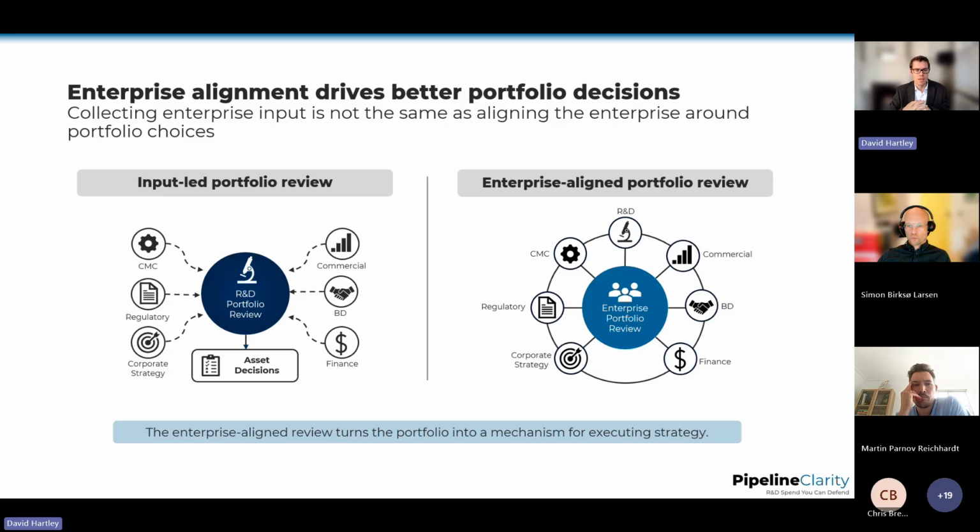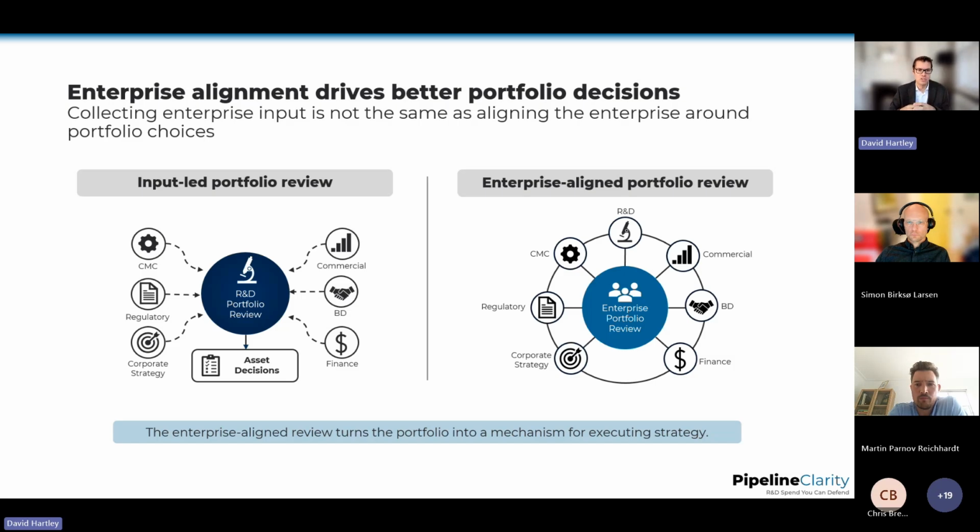And as Simon was outlining there, one of the core components of the maturity of a portfolio review is this element of enterprise alignment. It's really critical that these decisions are made for the good of the whole enterprise rather than for just one function or one element within it. And one of the challenges we see organizations fall into is they operate with what I'd call an input-led portfolio review rather than an enterprise-aligned portfolio review. So in an input-led portfolio review, what will typically happen is that there is a single function within the enterprise who leads the portfolio review, but is also the only party that's present in the discussions that are happening.